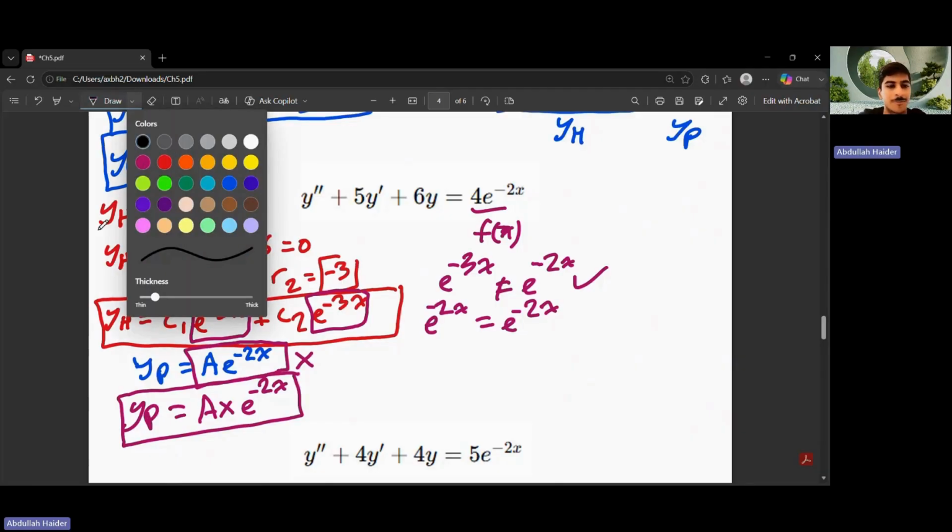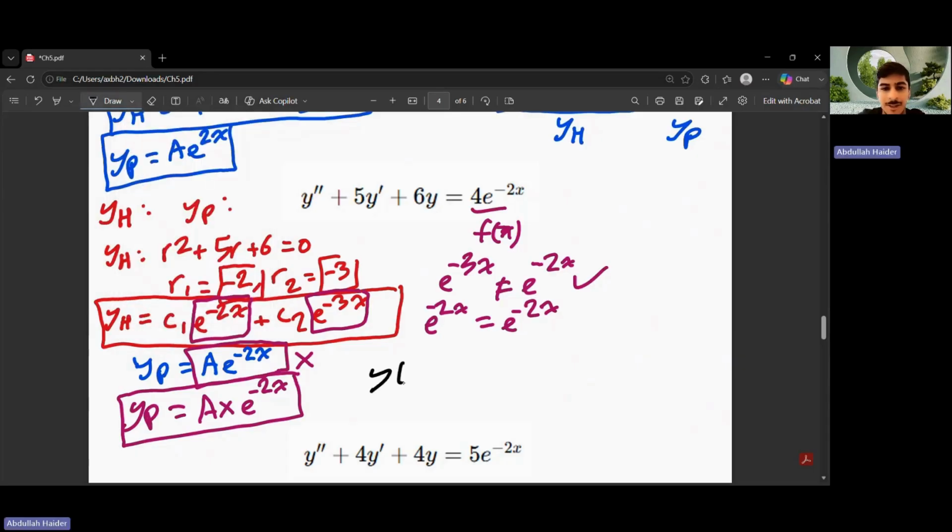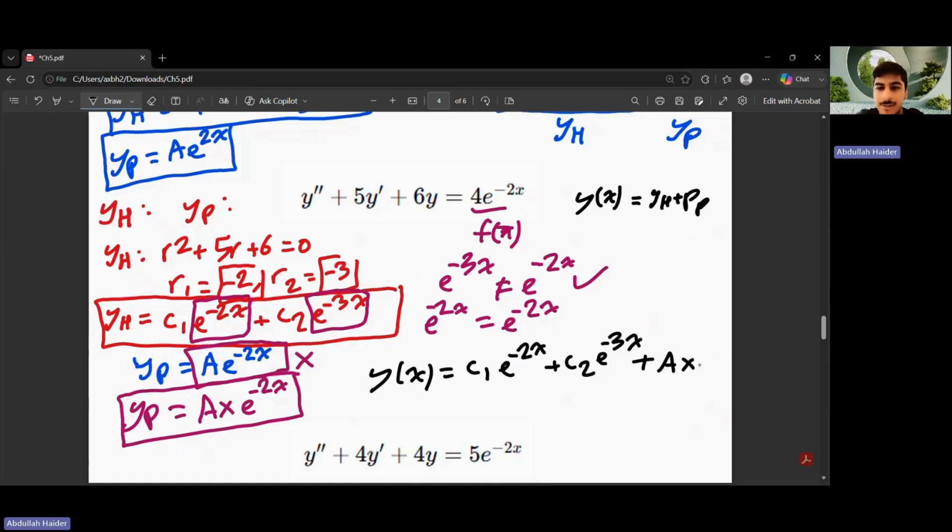And if you want the final solution, it's going to be y of x is equal to yh plus yp. So remember that y of x is equal to yh plus yp. And our yh is c1 e power -2x plus c2 e power -3x, plus ax e power -2x. The first part is the homogeneous solution. This is the particular solution.